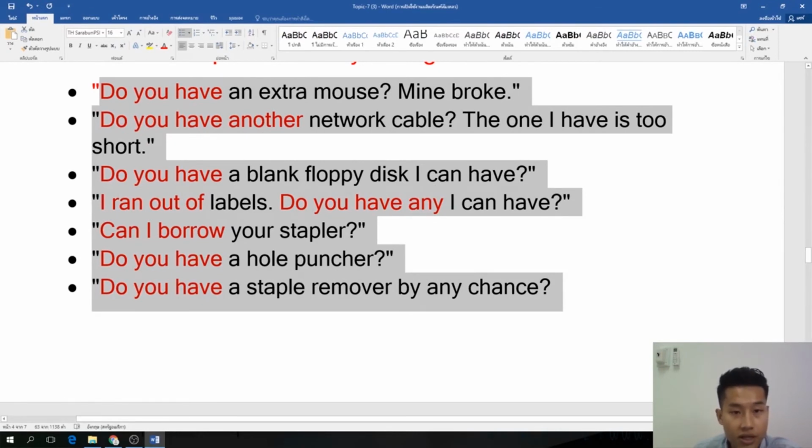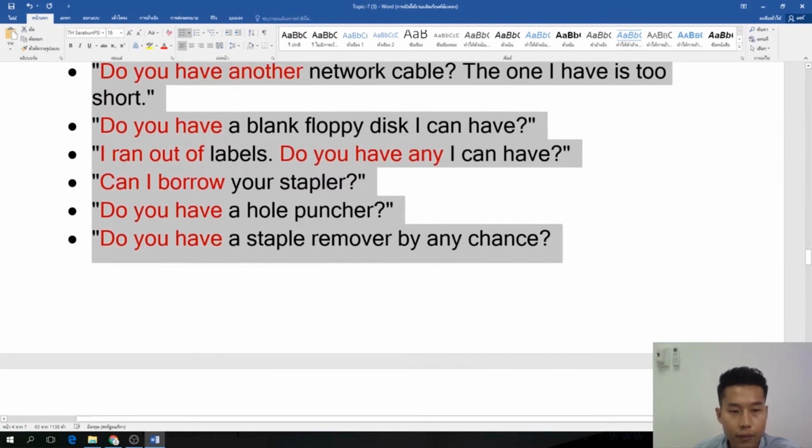Okay, do you have the extra mouse? My mic broke. Do you have another network cable? The one I have is too short. Do you have a blank floppy disk I can have? And I ran out of labels. Do you have any I can have? Can I borrow your stapler? Do you have a hole puncher? Do you have the staple remover by any chance? Okay, do you have a staple remover by any chance here?